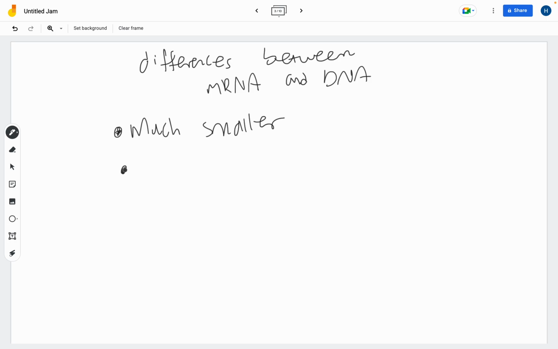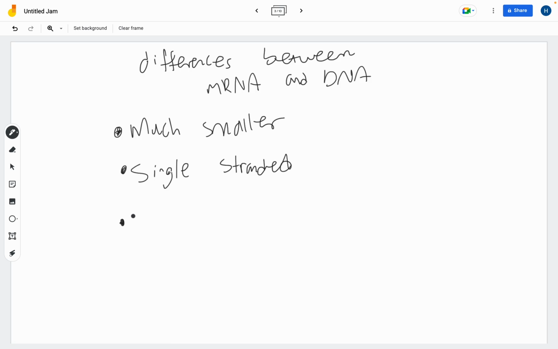Number two, it's only a single strand. It is single-stranded. So compared to a DNA, which was double-stranded, right? It has a double helix structure with two strands. mRNA only has a single strand. We'll explain why in just a moment when we dive into transcription.